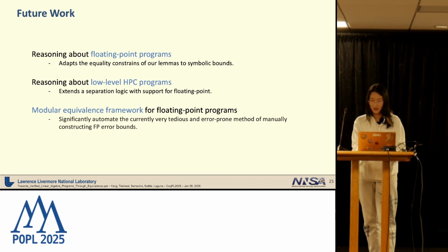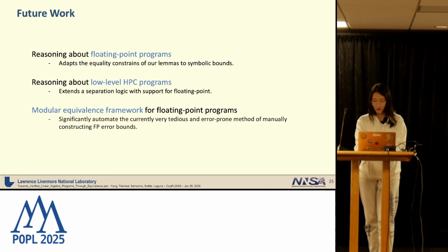And second, we could extend our equivalence result to reasoning about low-level HPC programs by using separation logic such as Iris. And our final direction could be extending a recent mechanized relational equivalence framework, such as LGTM, with support for floating points and proof rules for common linear algebra to include modular reasoning. And that would significantly automate the process of constructing floating point error bounds.